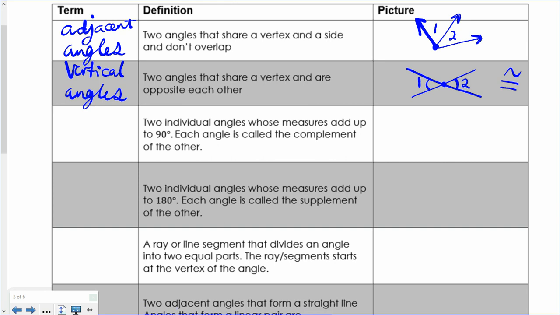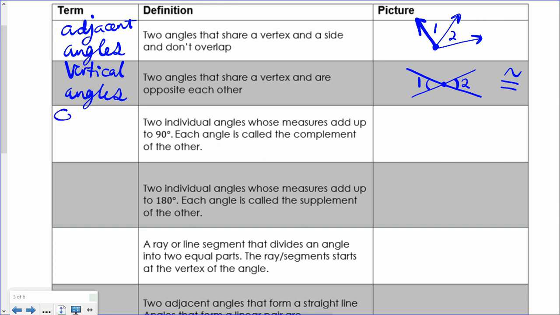Are there any other vertical angles in this picture? These ones as well. Right? There are two pairs per intersecting lines, so you just look, see which ones are opposite one another, and you know that they're vertical. And again, put that little congruent symbol in the corner so you remember that their measures are the same. All right, two individual angles whose measures add up to 90 degrees.